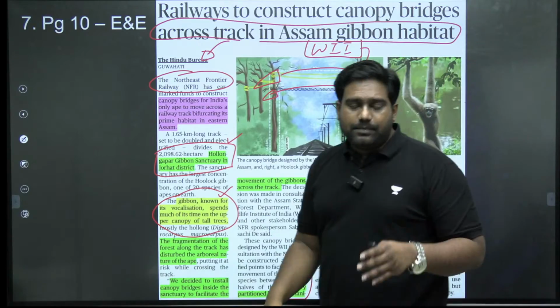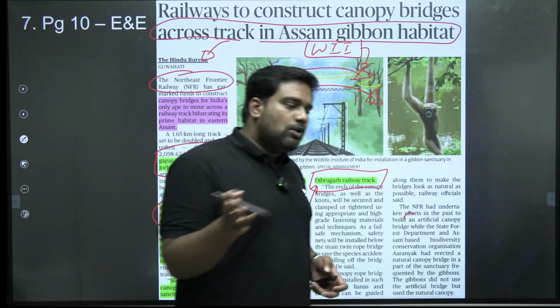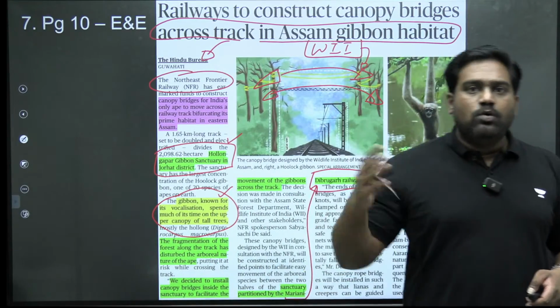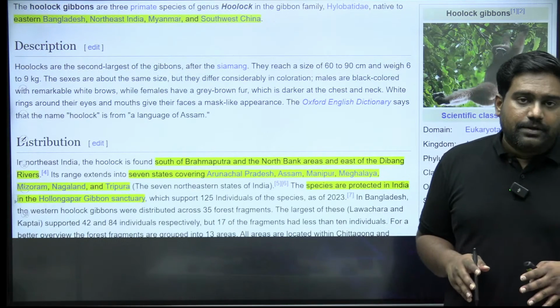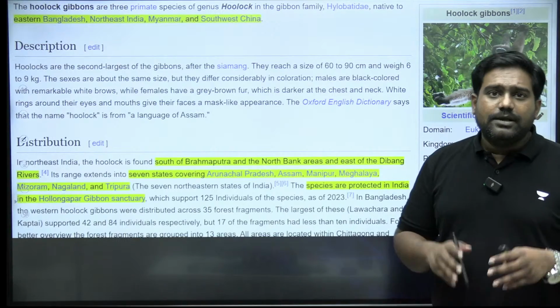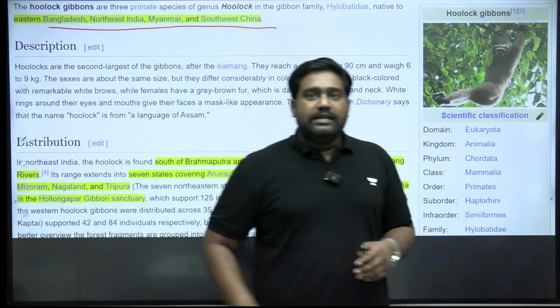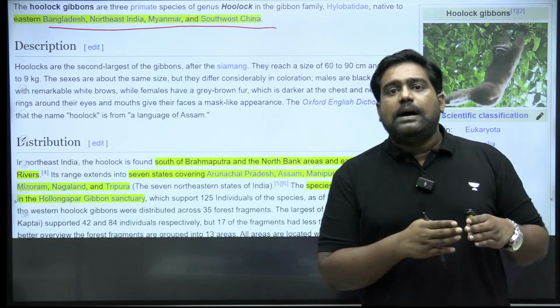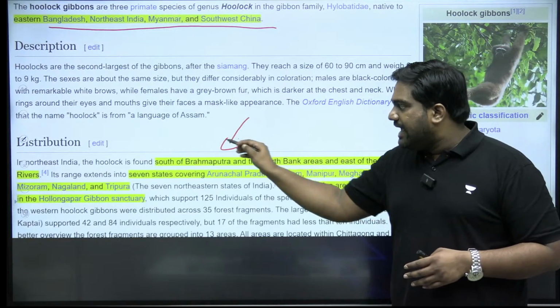So this will be set up along this railway track in the gibbon sanctuary that will allow the ape species to move within the habitat without getting affected by the railway project. Is that clear? So please know more about the gibbon. The gibbon is limited to northeast India. There are subspecies found in Bangladesh, parts of China and Myanmar as well. So in India, this is the only ape.